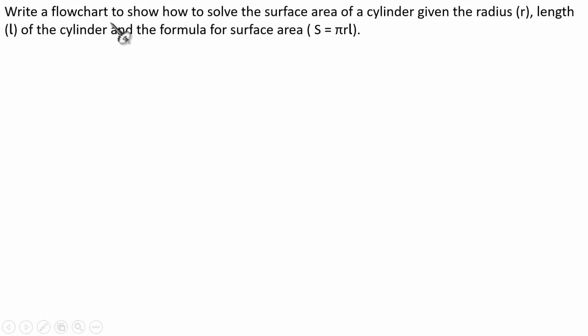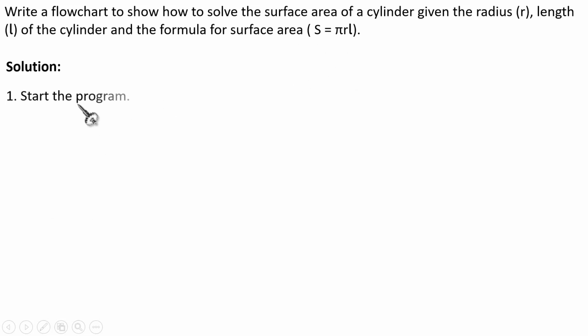It's saying write a flowchart to show how to solve the surface area. So the flowchart that you write should show how to solve the surface area of a cylinder. Now they've given you information to use: the radius r, the length l of the cylinder, and the formula for surface area, S is equal to pi r l. So this becomes like an instruction which the computer will use. So again, solution. Again, I'm writing the steps that you should be able to do.